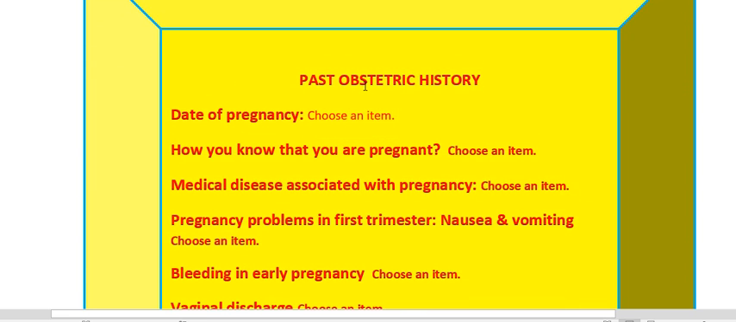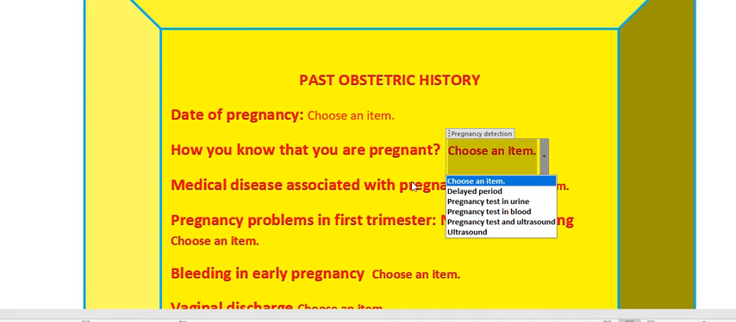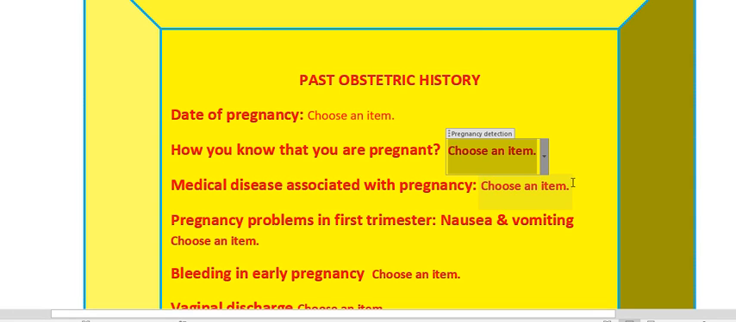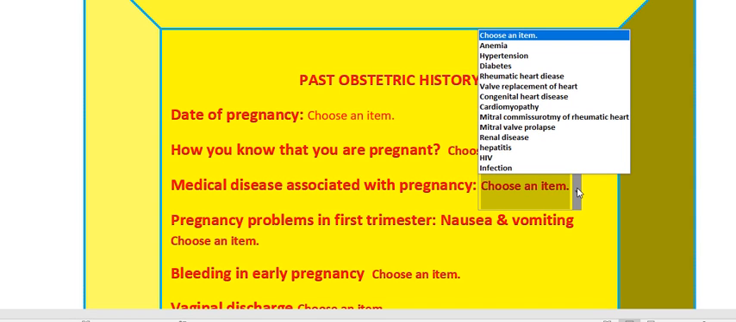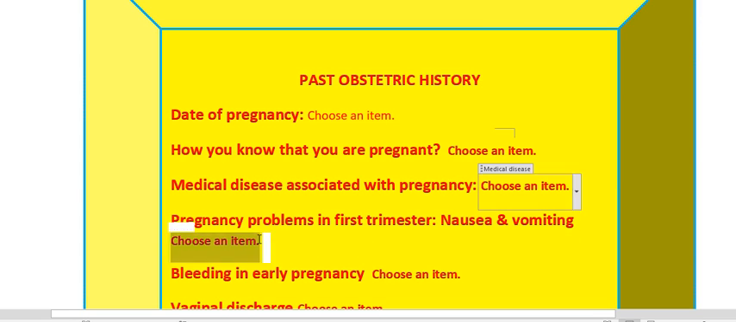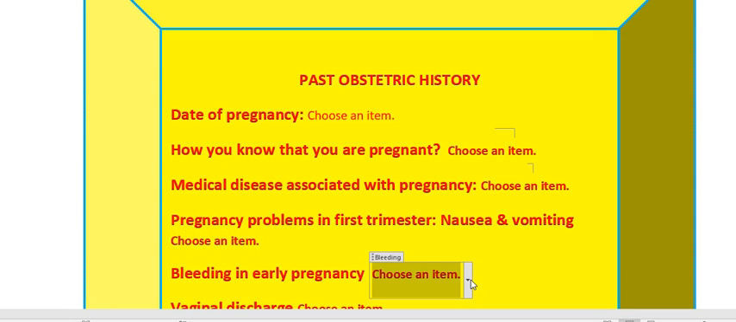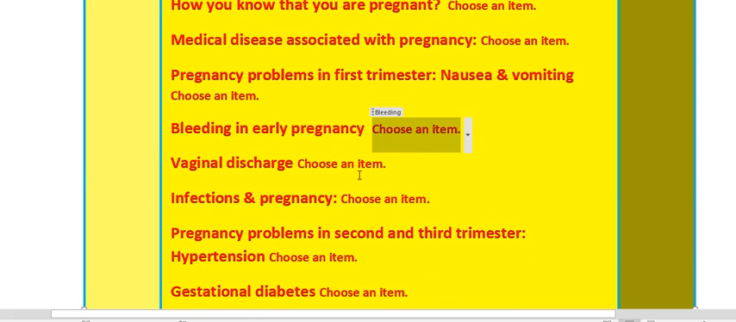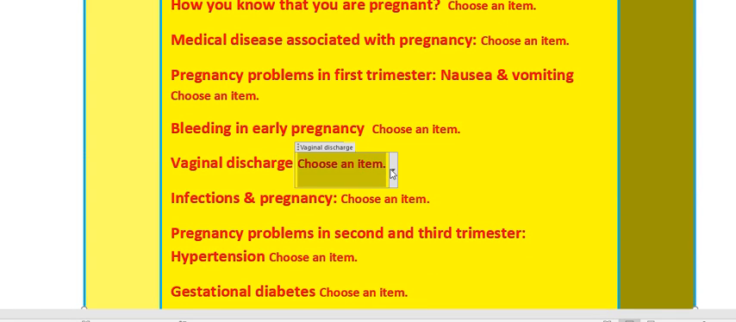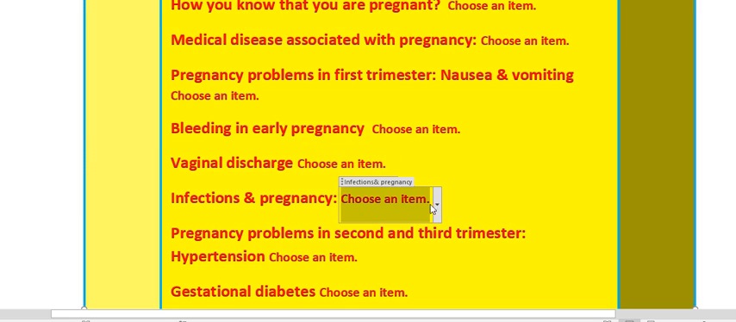In the past obstetric history, we have to analyze each pregnancy. We have to analyze the date of the pregnancy and how she knows that she was pregnant. And she has any medical disease associated with the pregnancy or not. And she has nausea or vomiting. She has bleeding in early pregnancy. She has vaginal discharge. She has infections.